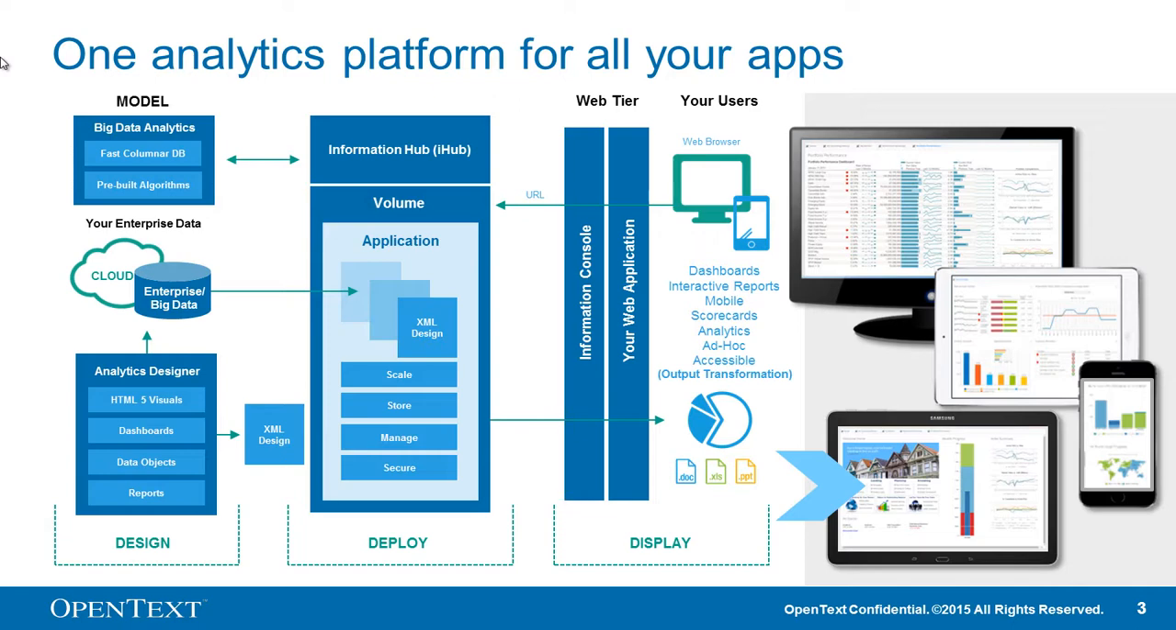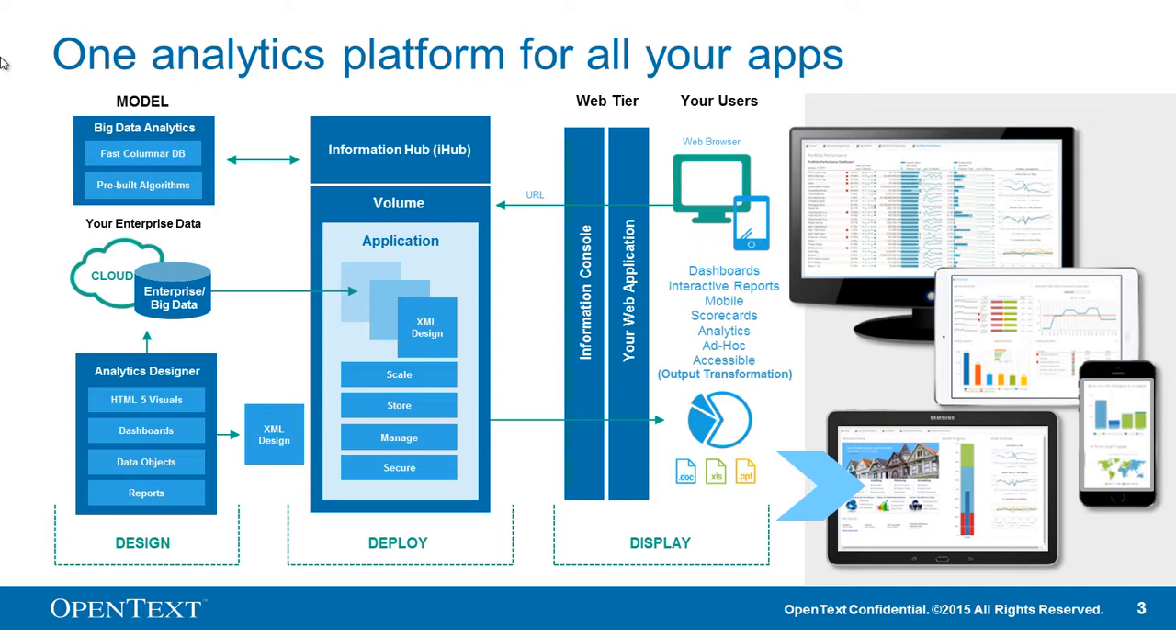In design, we have OpenText Big Data Analytics, which is an advanced analytic software solution designed to access, blend, explore, and analyze data. Also in the design area, we have the Analytics Designer, which is used to create content for OpenText Information Hub. In the deploy tier, we have OpenText Information Hub, iHub for short. This is an enterprise-grade deployment server for secure interactive analytic applications and is the foundation for standalone and embedded applications in the OpenText Analytics Suite.